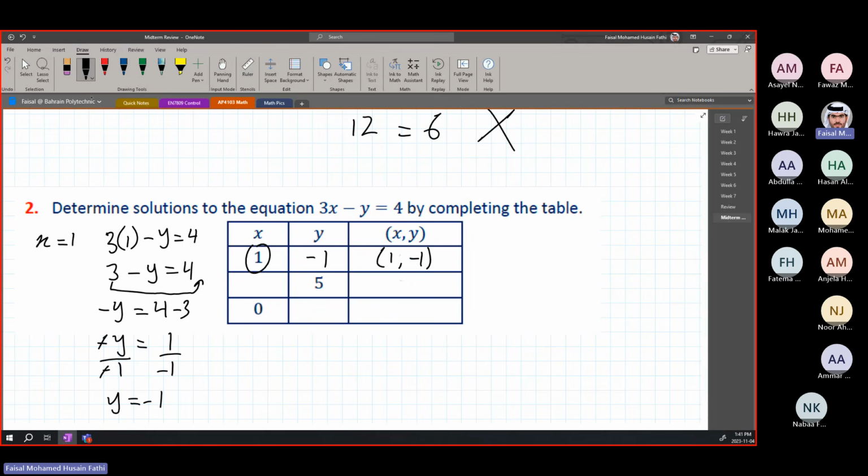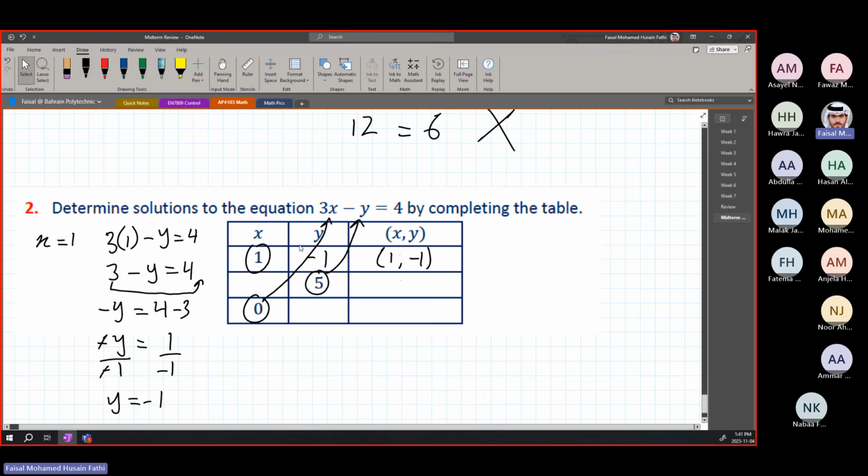And you will do the exact same thing for the rest. If you have y, you'll just substitute y instead of y. If you have 0 for x, you'll substitute it instead of x, and you'll find the same answer.